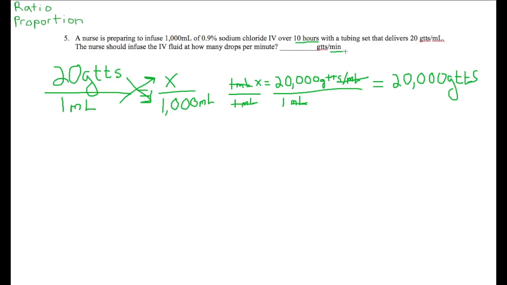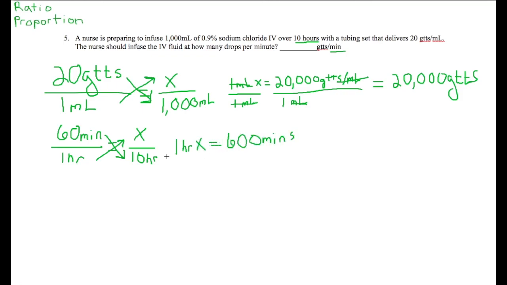The next thing we know is that there are 60 minutes in 1 hour. So 60 minutes over 1 hour would be equal to how many minutes over 10 hours? We cross multiply and we end up with 1 hour X equals 600 minutes per hour. We divide both sides by 1 hour and we are left with 600 minutes.